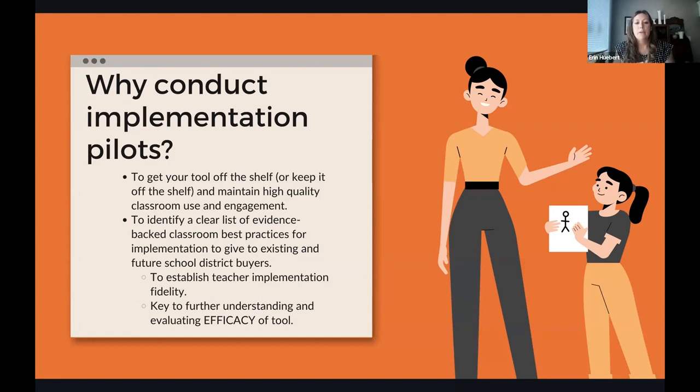So if you can get to a point where your tool is being used with fidelity, then we can say, okay, good. Now let's try to understand the impact here. We don't have to account for all of that variation. And then we're likely to at least discover what the impact is.